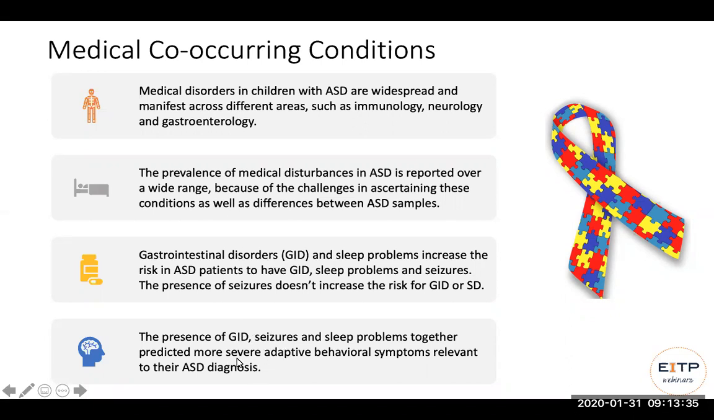Something that is really important, and I have lived it in my experience, is that many children who have a lot of gastrointestinal, seizure, and sleep problems are going to have more adaptive and behavioral symptoms. I recall a kiddo with significant autism, moderate to severe, who had a lot of dysregulation. He was not available to his therapists.